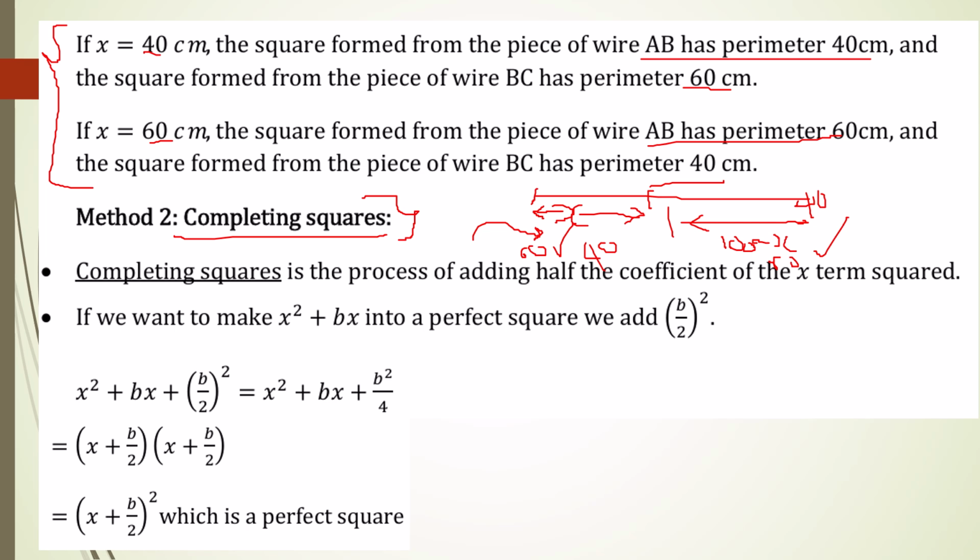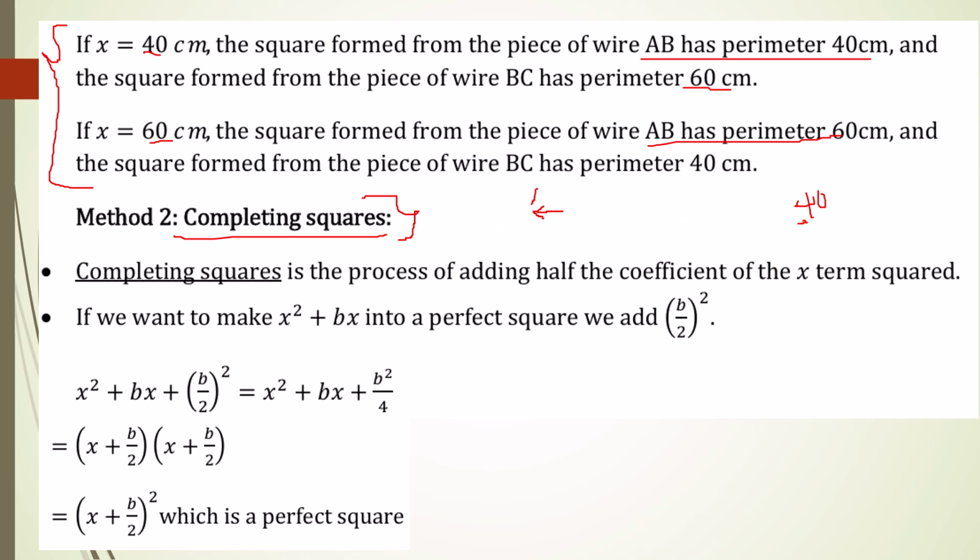So simply, completing squares is the process of adding half of the coefficient of the x term, squared. So you simply take the coefficient of x, and then you add it and you also subtract it. That's the process. For example, if you want to make x squared plus bx into a perfect square, we are going to be halving the coefficient.